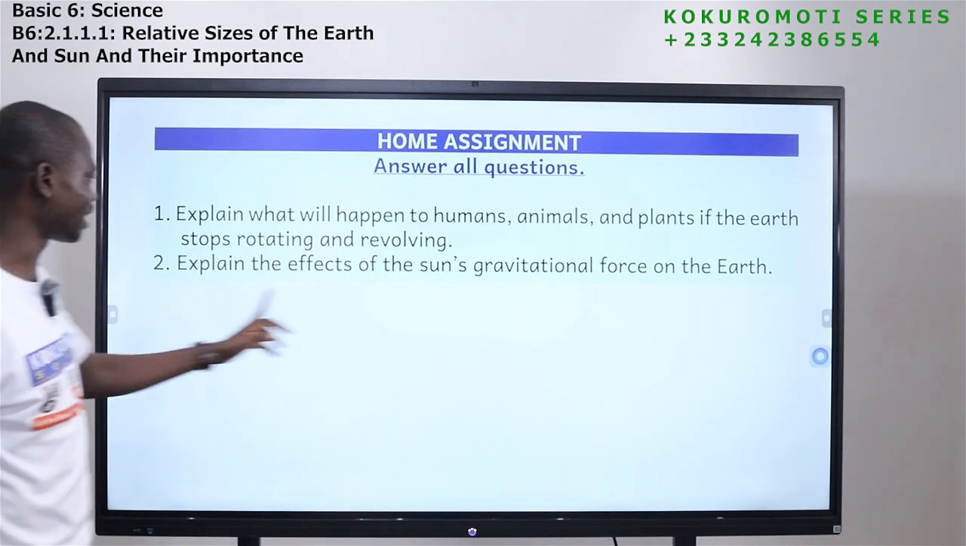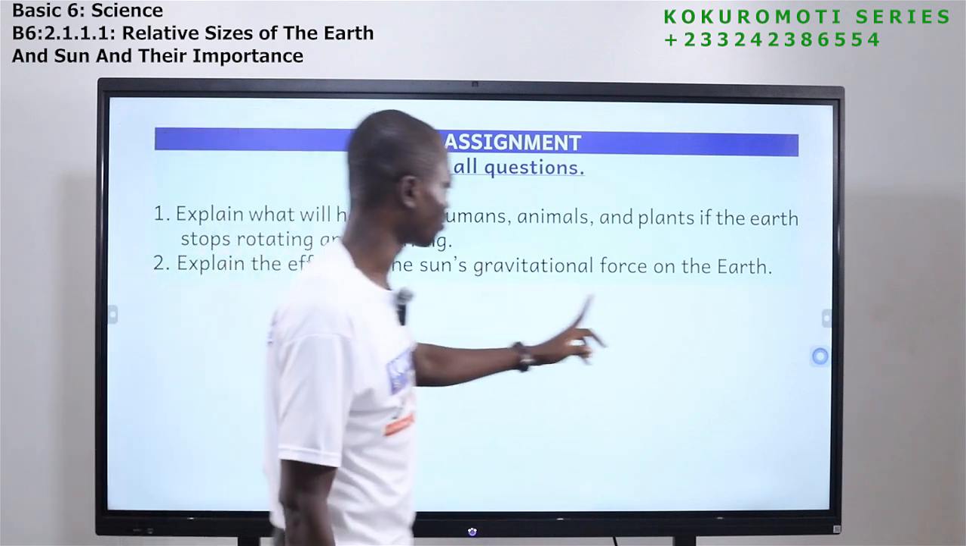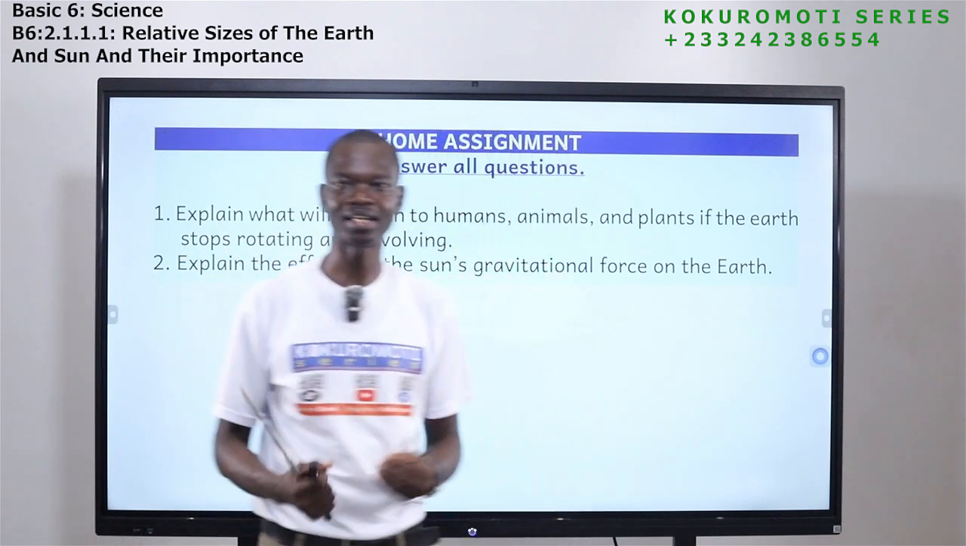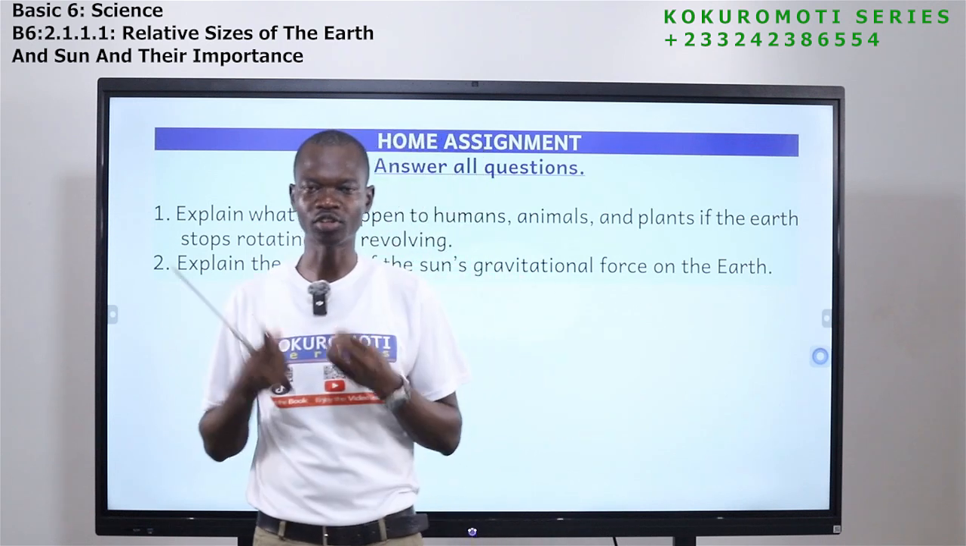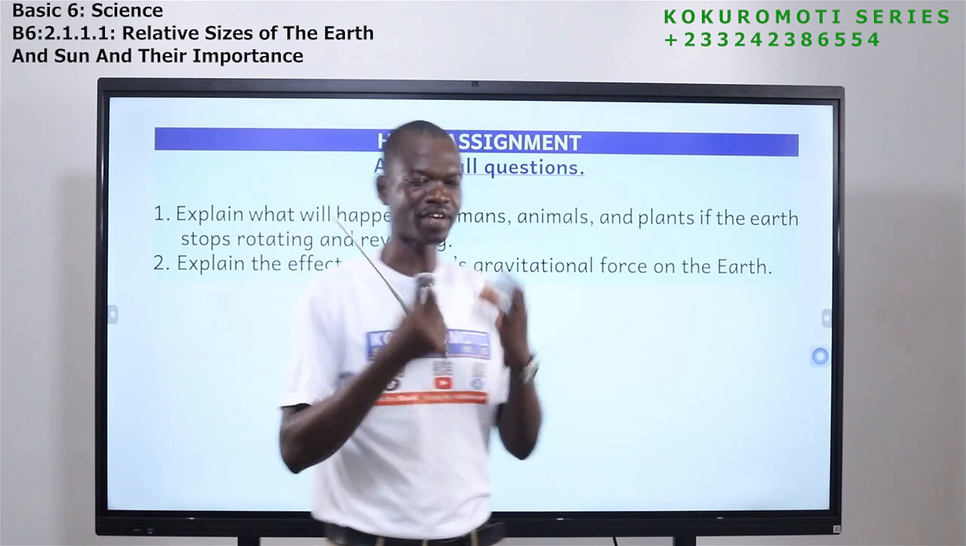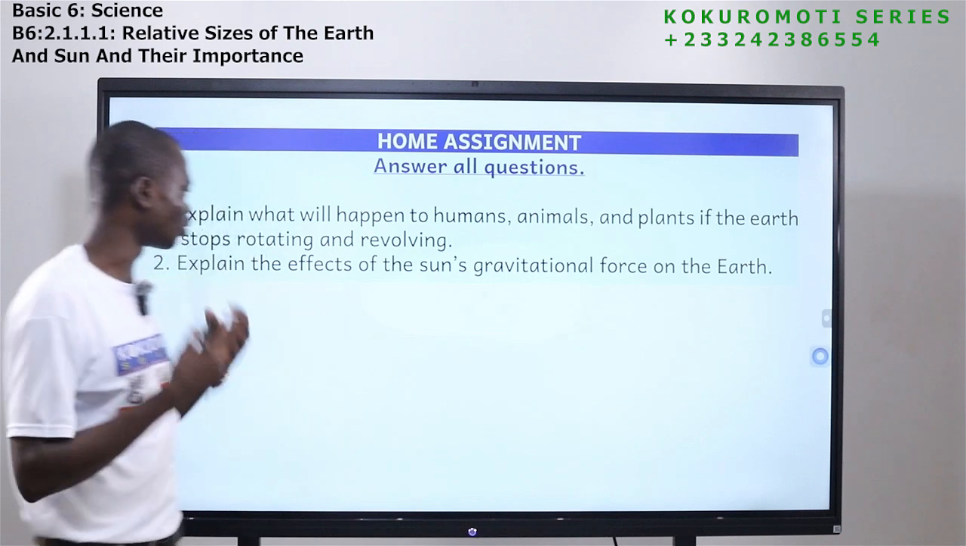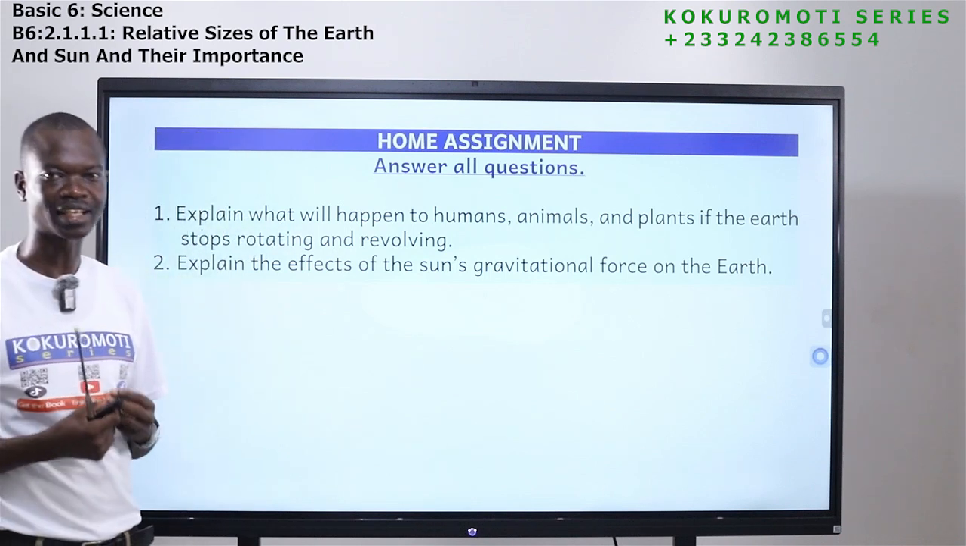Second question, explain the effect of the sun's gravitational force on the earth. So we are saying that the sun has what? Force of gravity. And that force of gravity has an effect on the earth. So explain the effects of that.